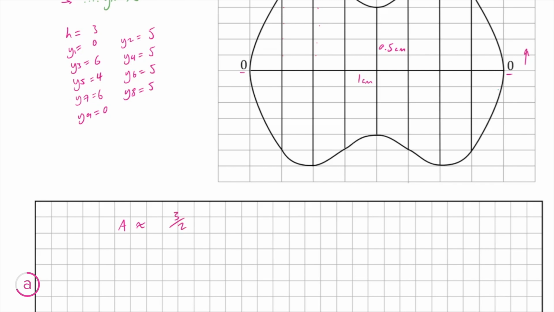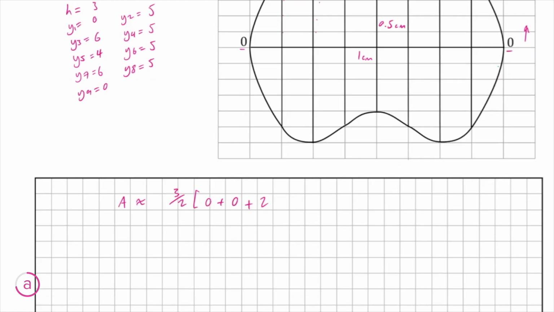So the area is roughly equal to 3 over 2, where 3 is equal to h here. Then we have 0 plus 0, because the first and last y values are 0 and 0 from the diagram. And then we have twice times the rest of the y values, but rather than just multiplying it by 2, I'm also going to multiply it here by 1.5, because that's the number of meters it represents in reality.